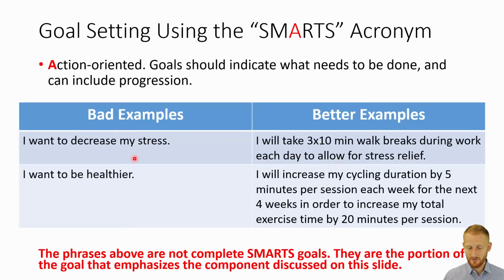So for instance, I want to decrease my stress can turn into, I will take 3 10-minute walk breaks during each work day to allow myself to reduce my stress level. All right, so you took a desired outcome and with them you turned it into a goal, something that is action oriented, something that is likely to help. There's no guarantee it's going to decrease stress, but it should help. All right, and that's really all you can do as their trainer.